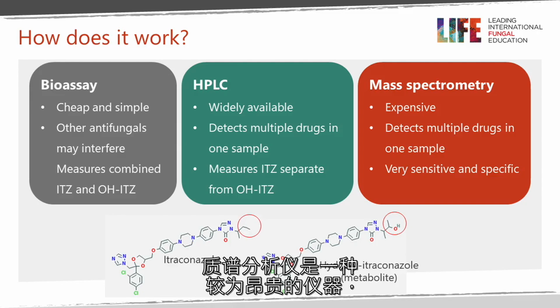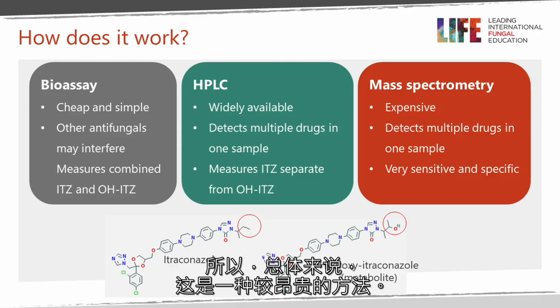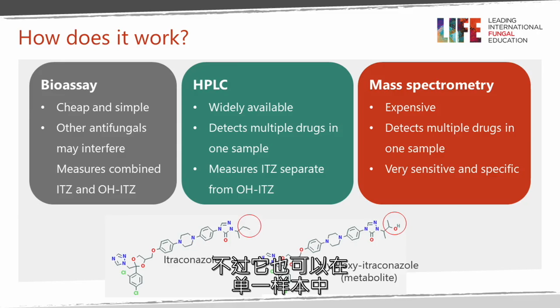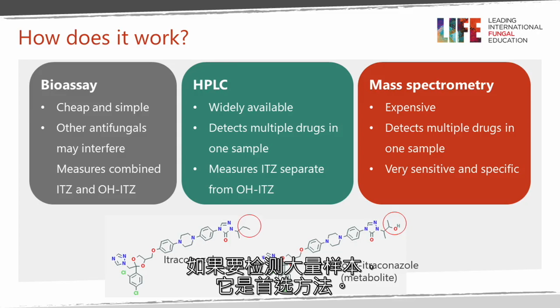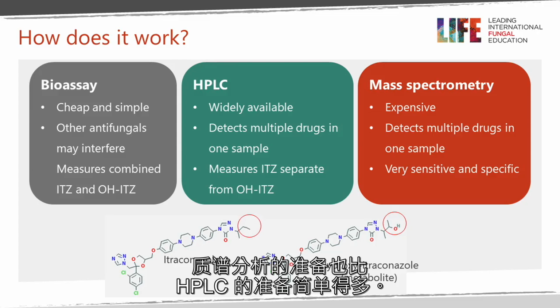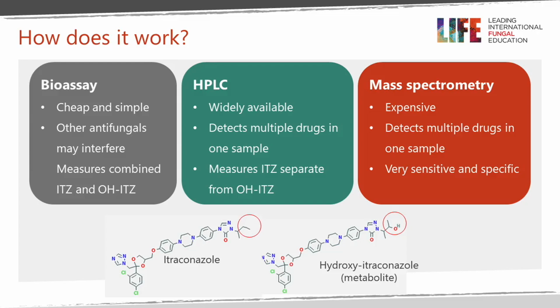Mass spectrometry is a more expensive machine, and overall, therefore, it's a slightly more expensive method, but it can also detect multiple drugs in a single sample, and it's very sensitive and specific, and is the method of choice if there are a large number of samples coming through. The preparation for mass spec is also simpler than it is for HPLC.